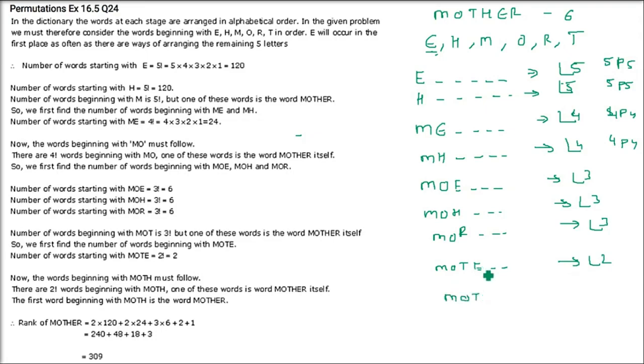So now see, MOTE. Now MOT, after E, H will come. But MOTH, after that what will come? Either you get ER or you get RE. But which is higher in alphabetical order? ER. So only one position. You will get in one position. So now you have to count. 120, 120. Then you have 24, 24. Then you have 6, 6, 6. Then you have 2. Then you have 1. Add all these, you are getting 309.